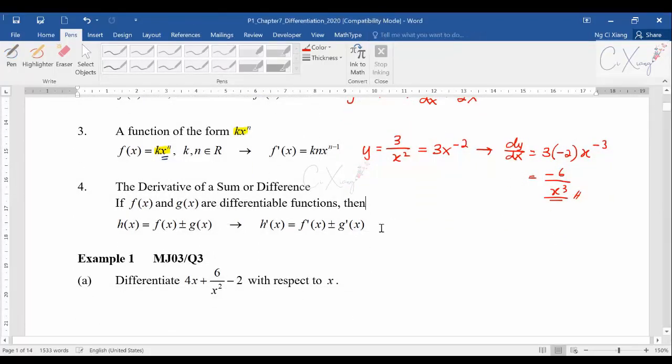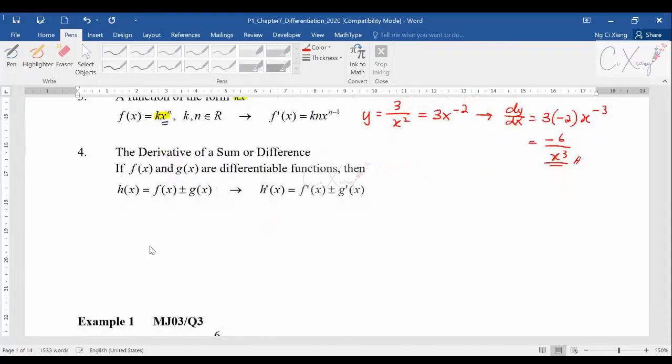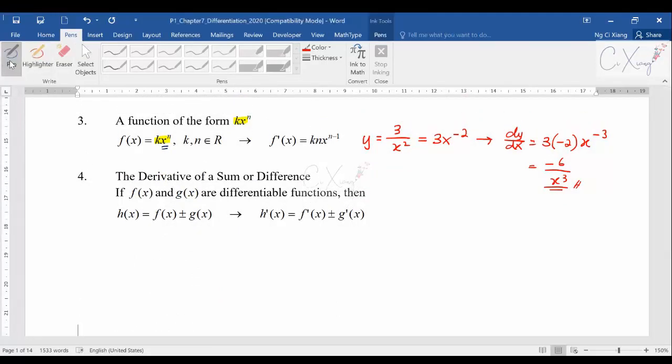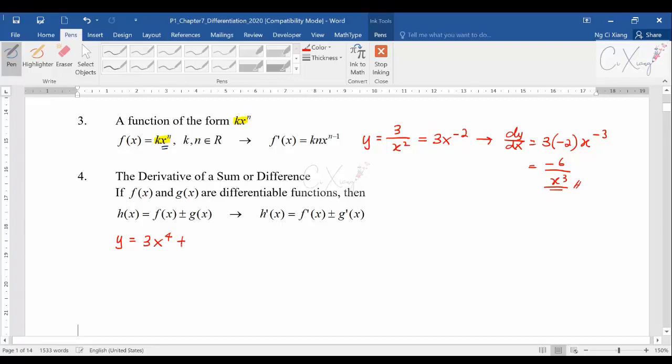Alright, so for the fourth rule, we are talking about the derivative of a sum or a difference. So now, when you are having addition or difference of two functions, you can differentiate it separately. As an example, let's say I'm having y equals to maybe 3x power 4 plus 1 over x.